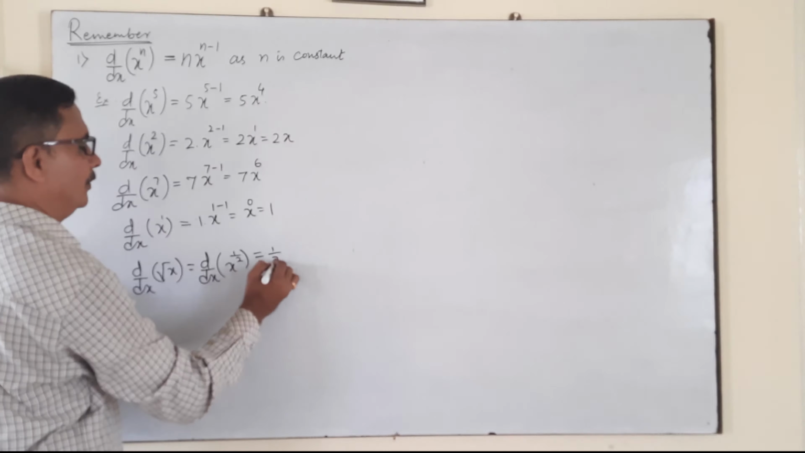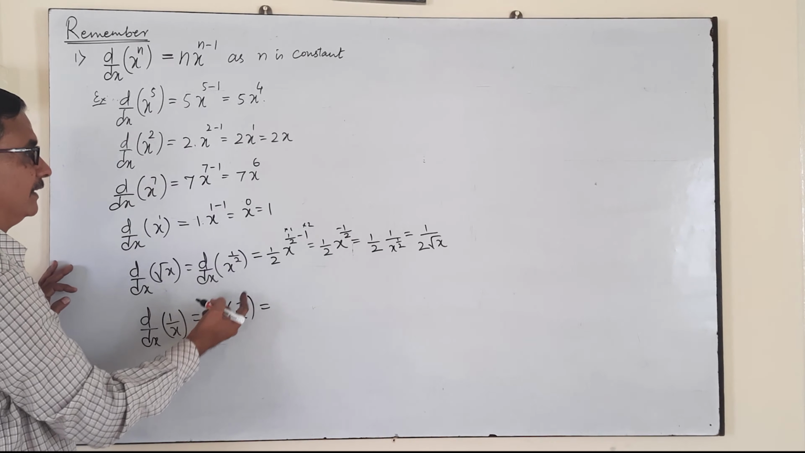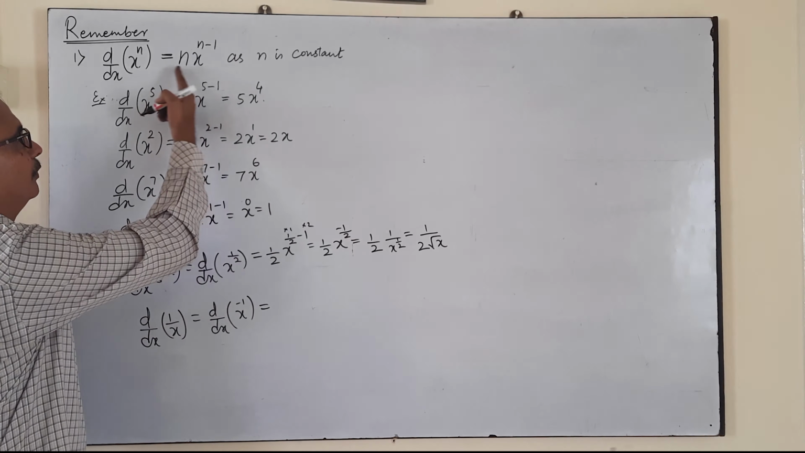Meaning of 1 by x is nothing but x power minus 1. Now it is in the form x power n. The n value here is minus 1. The formula is n into x power n minus 1. So x power minus 1 minus 1 is x power minus 2, that is minus 1 into x power minus 2. Meaning of x power minus 2 is 1 divided by x square, that is equal to minus 1 by x square. So remember, derivative of 1 by x is directly equal to minus 1 by x square. Derivative of root x is 1 by 2 root x.